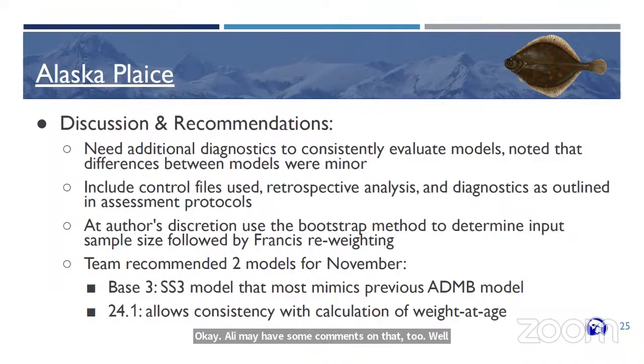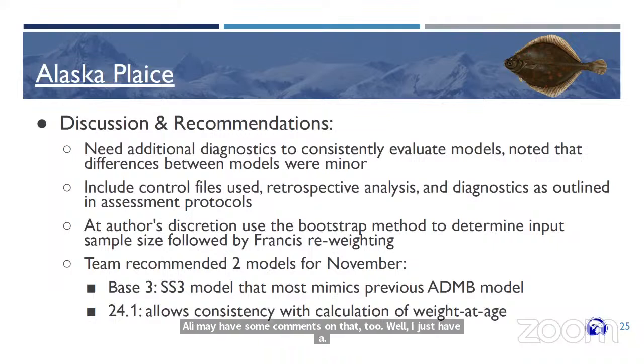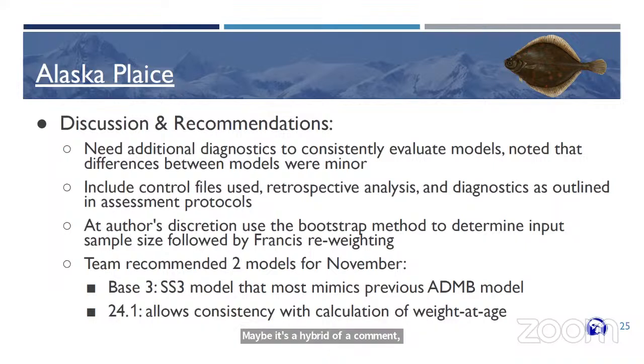Well, maybe it's a hybrid of a comment and a question, but I think one of the points that Andrew might be getting at is that the base models for the bridging didn't use most of the updated data. There were only data through 2021. So base 1 through base 4 does not have the most recent data. And so I think that was part of one of my concerns about having that as the base model, right?